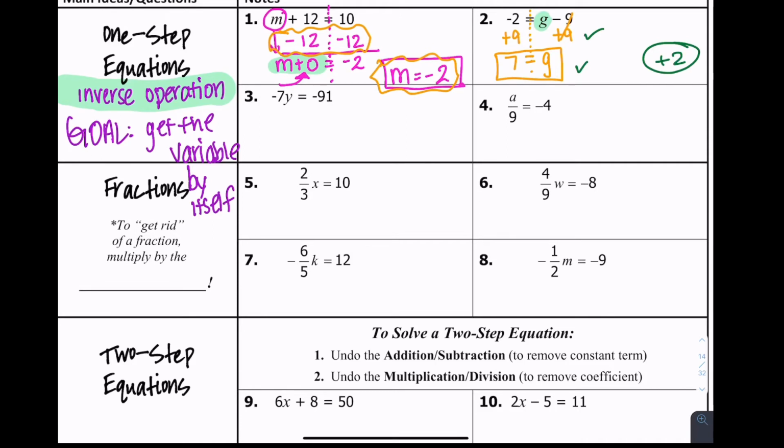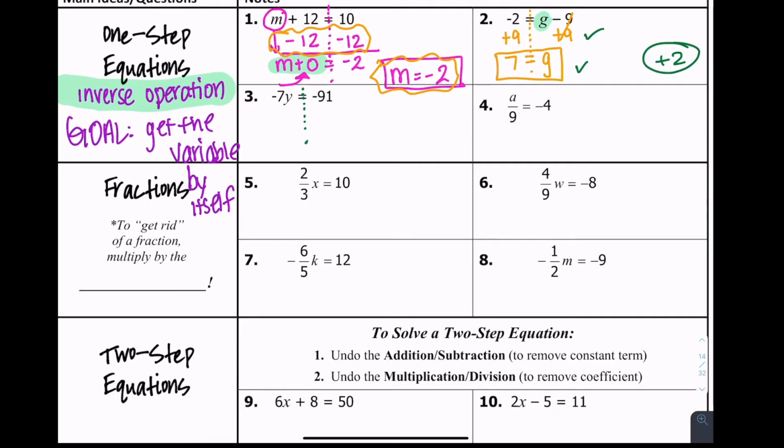So let's go to our next one. I think the river might help you stay organized, because what am I getting alone? The y. Meaning I need this -7 to come over to this side. Well, what operation is happening between that 7 and that y? There's no plus and there's no subtraction. What this is saying is it's being multiplied. So -7 times y equals -91.